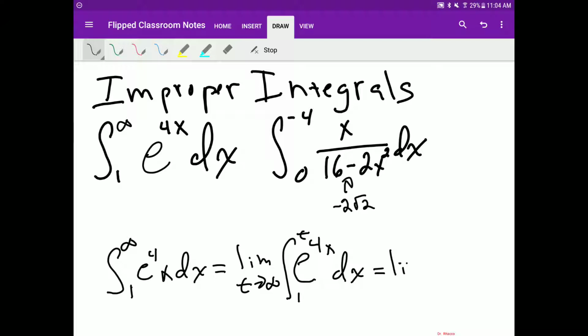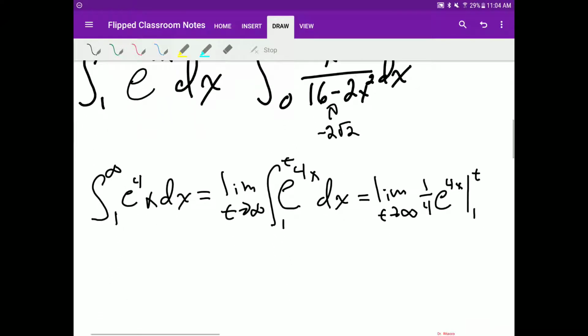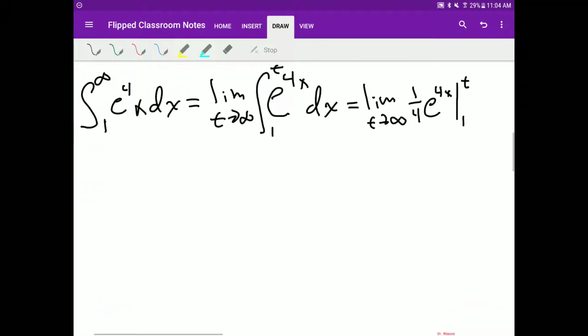Well, now we can evaluate our integrand. So the limit as t goes to infinity of 1 over 4 e to the 4x, and we're going to evaluate that from 1 to t. Now t is not going to 8, t is going to infinity. So that's where that one stands. So now we can evaluate the limit.